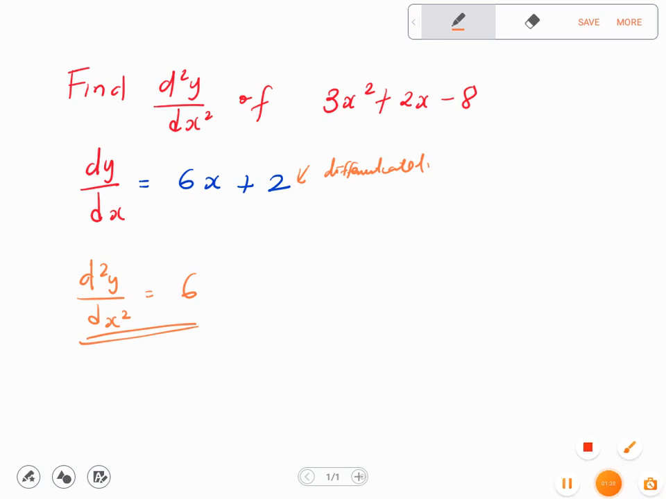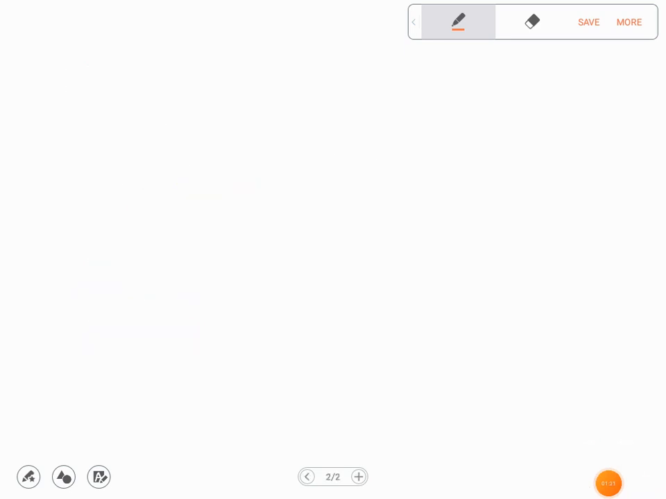We can look at another one. If I tell you to integrate this, how can you integrate this?